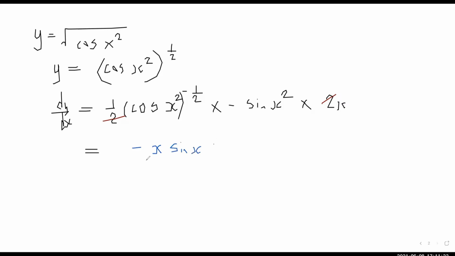And then it's gonna be divided by the denominator, which is the square root of cos x squared. That's how you'd write this. The square root of cos x squared. That would be dy by dx. Nice, easy, soft. So that's dy by dx right there. No issues. All right, we're nice.